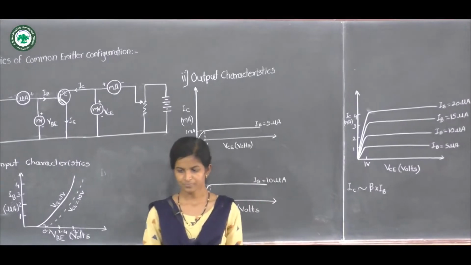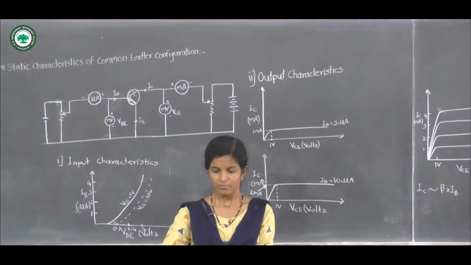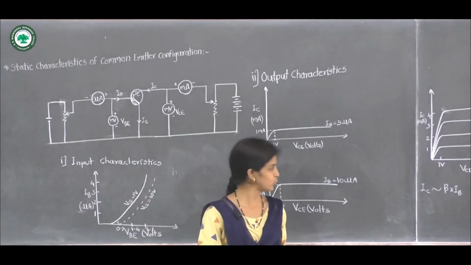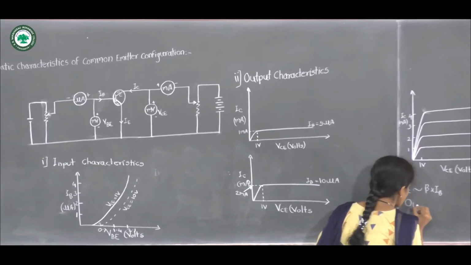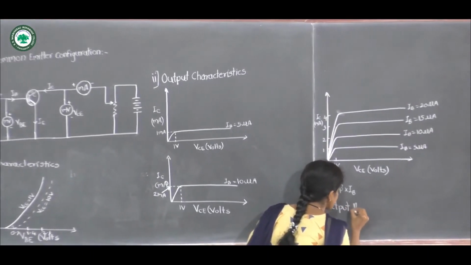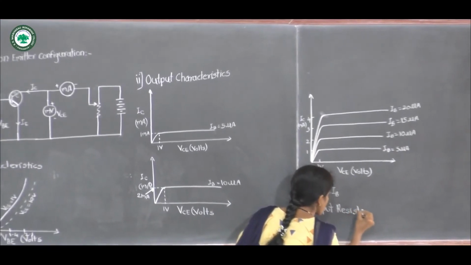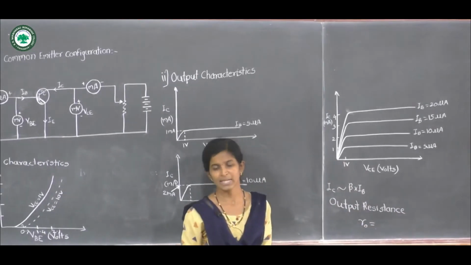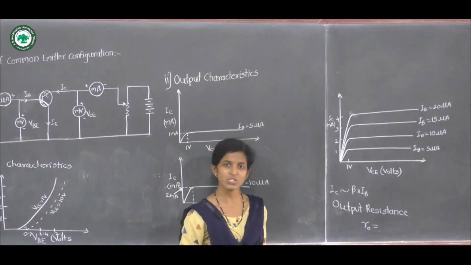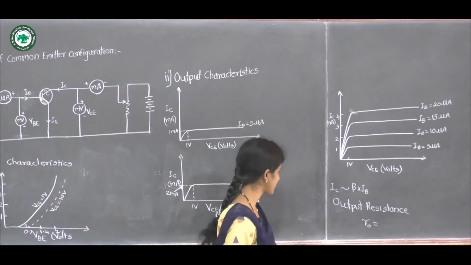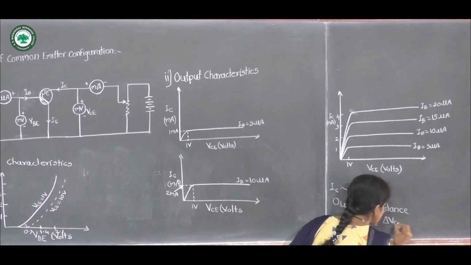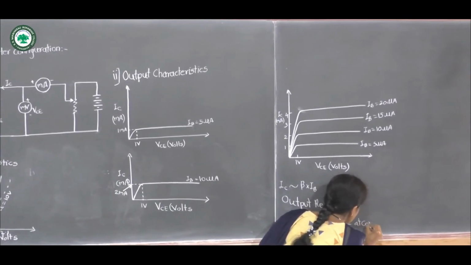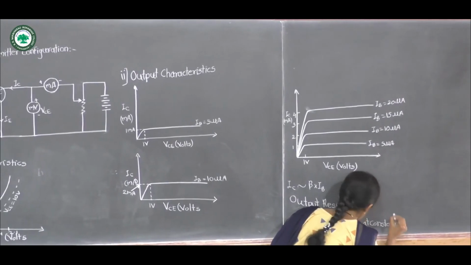So from this output characteristic, one may look towards the entity which is known as output resistance. Output resistance, which is denoted as R0, is nothing but change in VCE as a function of change in IC at constant IB. Change in VCE with change in IC at constant IB.